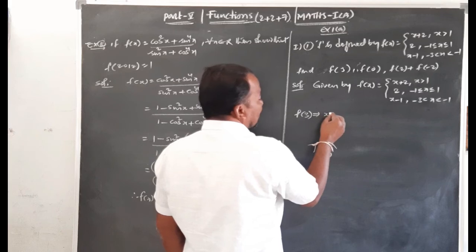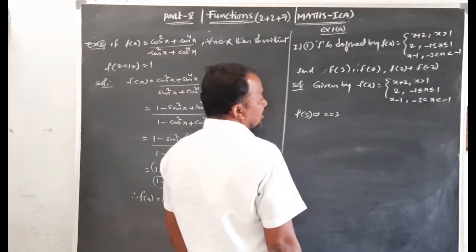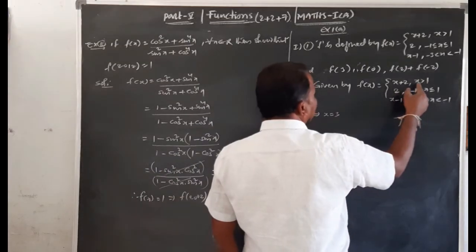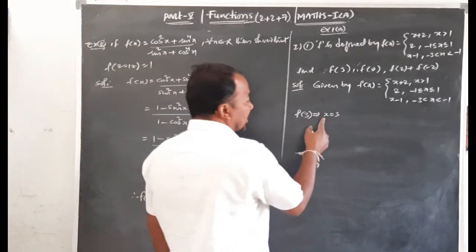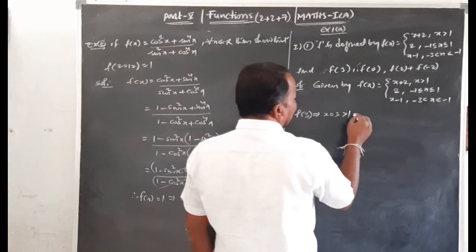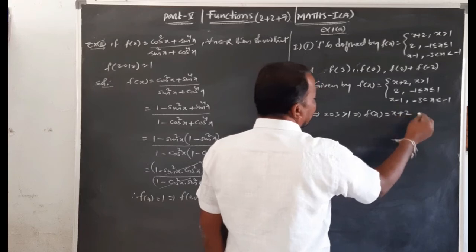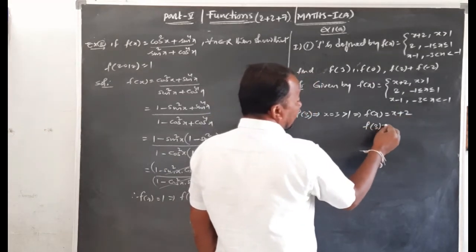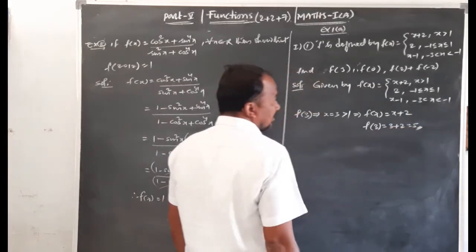So x equals 3. In which condition? 3 is greater than 1. x is greater than 1 means 2, 3, 4. So x equal to 3 is greater than 1. Then f of x equals x plus 2 by the given condition. Substitute the value x equals 3. f of 3 is 3 plus 2 equals 5.